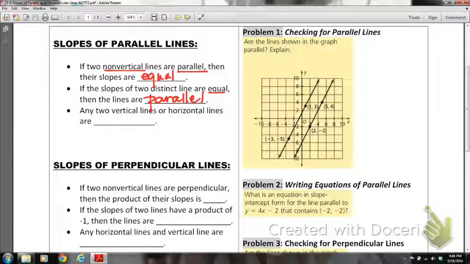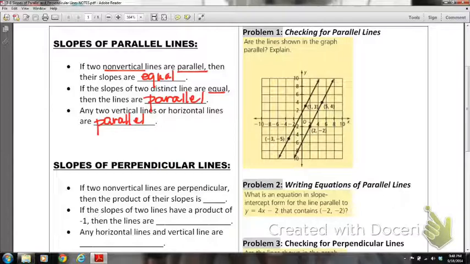And the third statement says that any two vertical lines or horizontal lines are parallel. And that is because any vertical lines have an undefined slope, and all horizontal lines have a zero slope. So all vertical lines' slopes are equal, and all horizontal lines' slopes are equal.